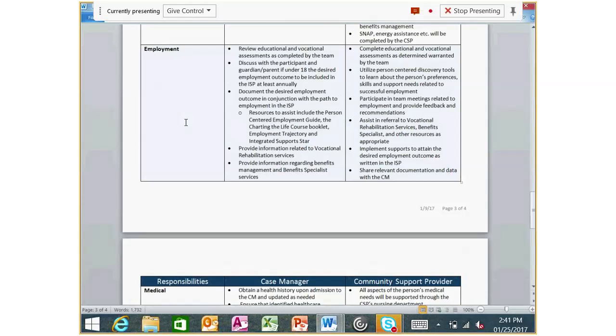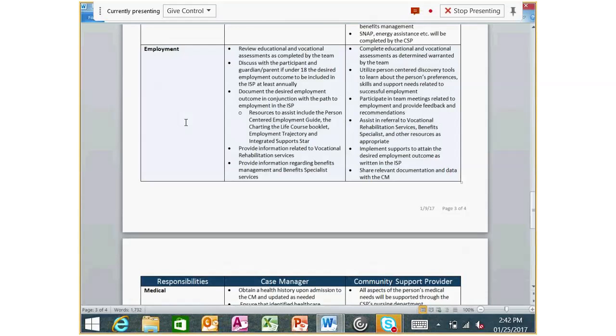Okay, so the next section is employment. And so the case manager's role in employment is really to be reviewing those assessments, talking with the person and their guardian or parent about that desired employment outcome to be included in the ISP. And that is for those of working age, and when we say working age, that is typically 18 to 65.